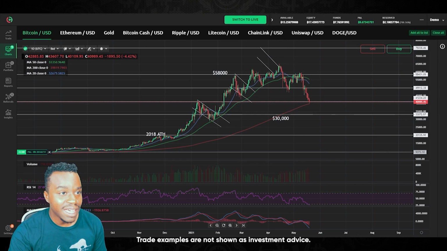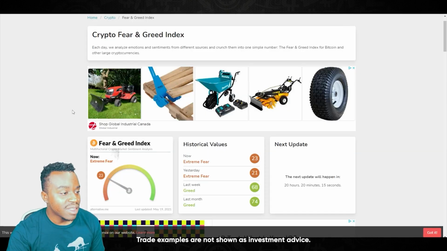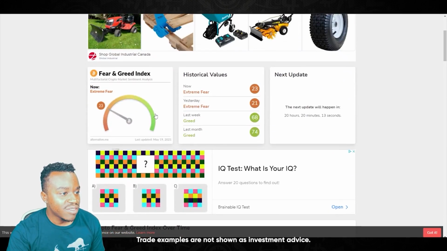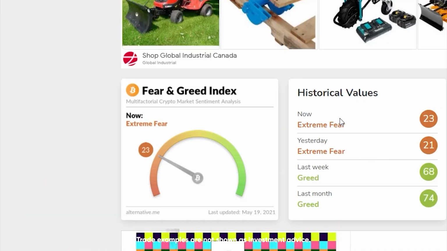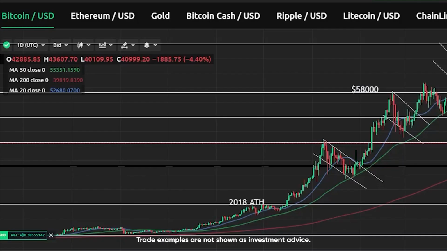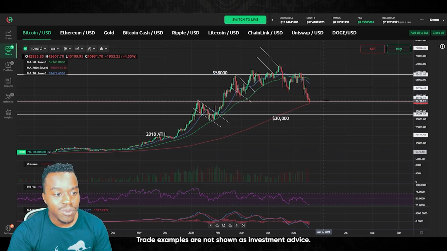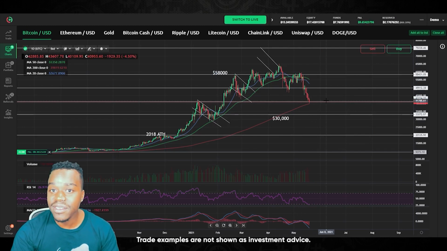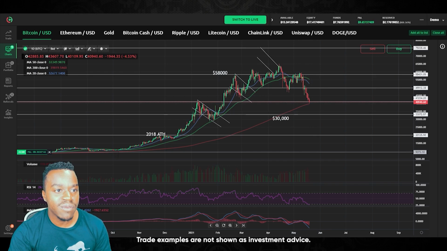And then another thing that can help you out as well is something like this here, a fear and greed index, which will look at different time frames and tell you if there is fear overall in the market right now or if there's greed. Currently right now, it shows that there is quite a bit of fear with Bitcoin heading down, which shows that there is a bearish sentiment and it could be time for a reversal.